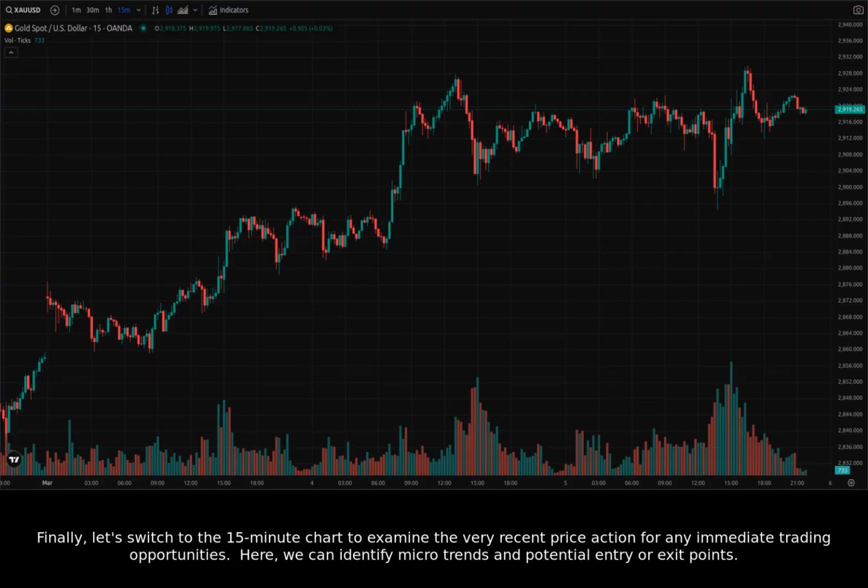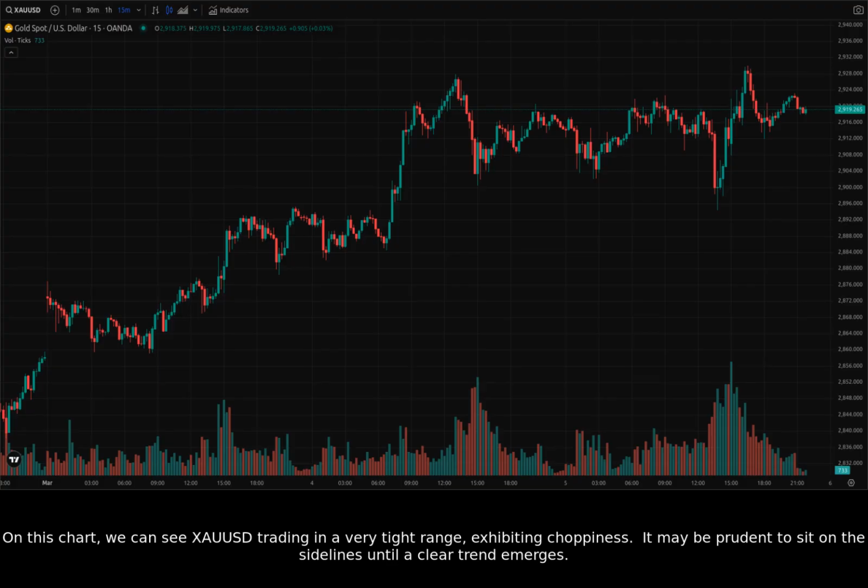Finally, let's switch to the 15-minute chart to examine the very recent price action for any immediate trading opportunities. Here, we can identify micro-trends and potential entry or exit points. On this chart, we can see XAUUSD trading in a very tight range, exhibiting choppiness. It may be prudent to sit on the sidelines until a clear trend emerges.